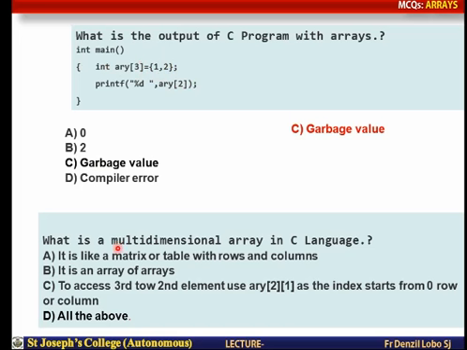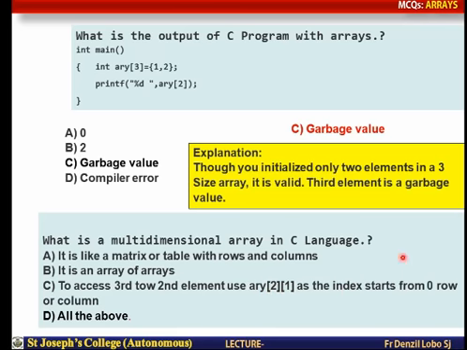What is a multi-dimensional array in C language? It is like a matrix or table with rows and columns. It is an array of arrays. To access the third row, second element, you use the array index. Here I have given the answer. All of these are correct.